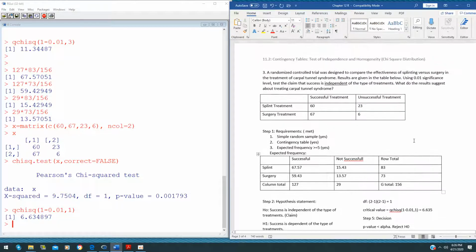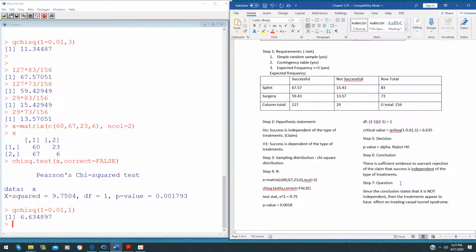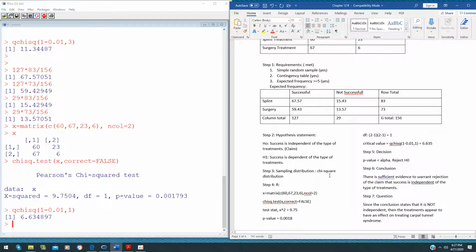So how do you answer this question? What do your results suggest about treating carpal tunnel syndrome? In this case, since the conclusion states this is not independent, meaning they are dependent, then the treatments appear to have an effect on treating carpal tunnel syndrome. So make sure you understand when you're answering questions, if it's independent, no effect. If it's dependent, there is an effect. Okay, so this is how we do chapter 11.2, tests for independence.